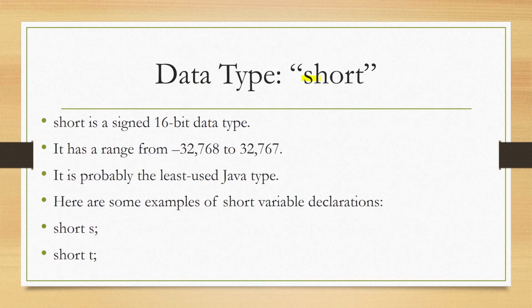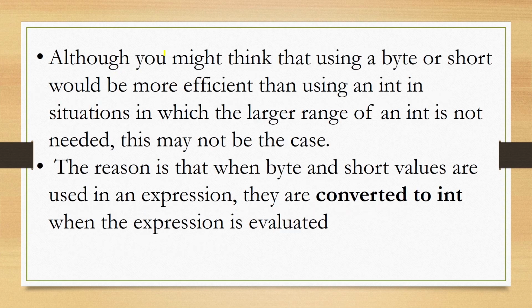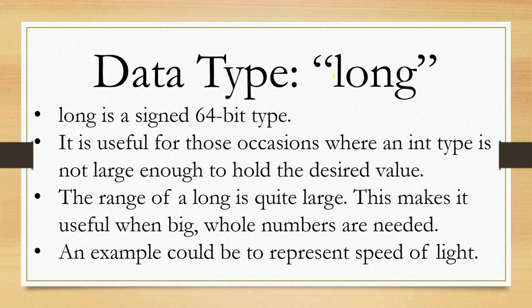Then the data type short. Short is signed just like everyone, and it's 16 bits in length, and we saw its range with examples. It's the least used data type in Java along with byte. Then here are some examples of declaration of short variables. Then we saw the most common data type, int. It is 32 bits in length, and we saw the range of int. And then we saw that byte and short get converted into int type, so there is no point in using byte and short. Then we saw the data type long.